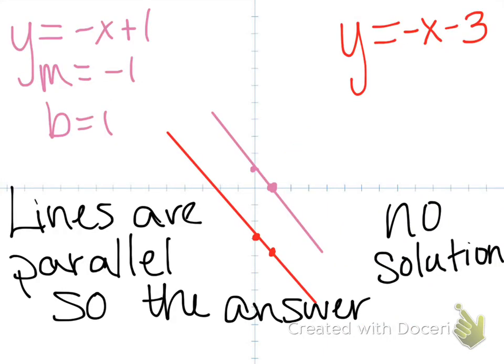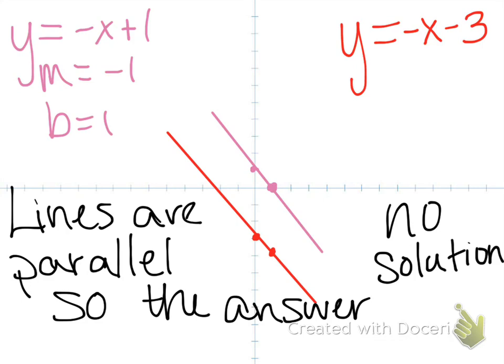Another example using y equals negative x plus 1 and y equals negative x minus 3. For the first example, we need to identify both the y-intercept and the slope. The y-intercept in this case is 1, and the slope we would identify as negative 1. There's not a number in front of the x, but when there's not a number in front of a variable, we always identify that as 1.